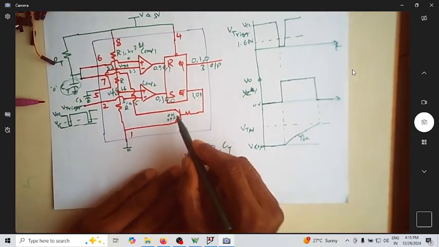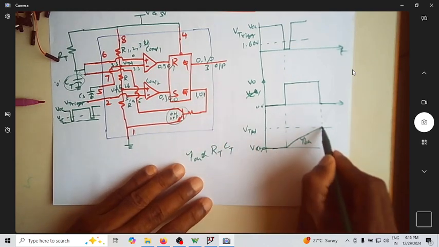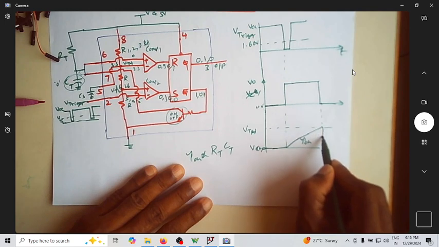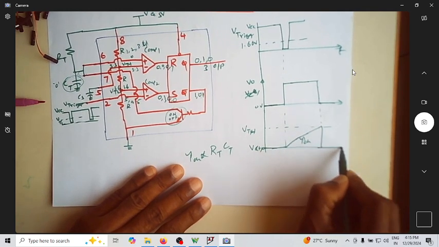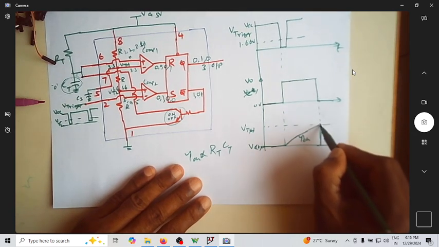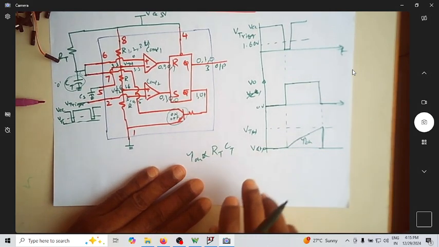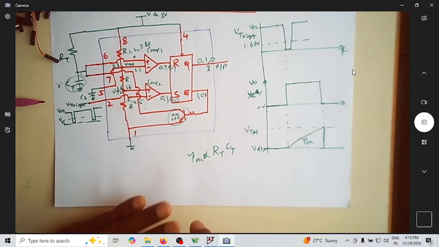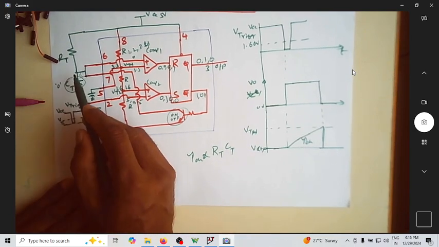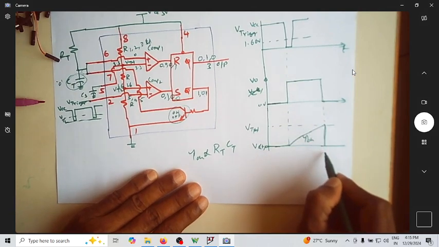So since when the transistor is on, the resistance is very small, it discharges very quickly. You can see now it is discharging almost instantaneously. It won't discharge slowly as in the earlier case of the astable multivibrator, because there was a resistor associated with that discharge path. Since I don't have any resistor here, this discharges very quickly.